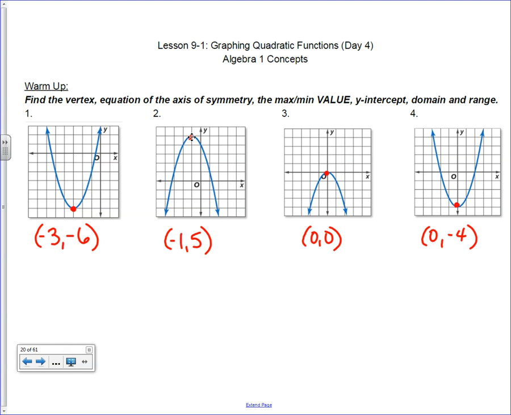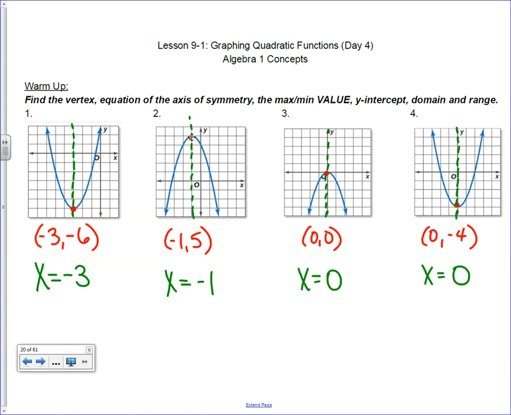Axis of symmetry? Everybody all right with that? Now remember, the axis of symmetry cuts it right down the middle. What do they always start with? X equals, right? Okay, so what does the x equal here in this vertex? How about here? X equals 0. And how about here? Also x equals 0. Does anybody have any issues on the axis of symmetry? You all right, Dylan? Okay.